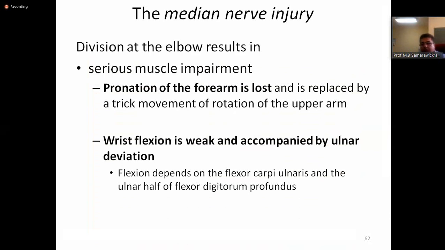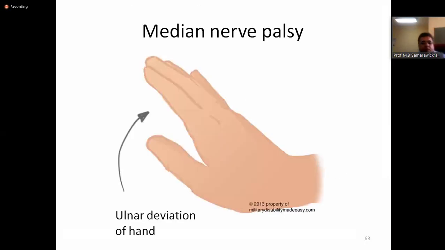Pronation of the forearm is lost due to paralysis of both pronator teres and pronator quadratus. And wrist flexion is weak and accompanied by ulnar deviation, right, due to the action of the extensor carpi ulnaris.